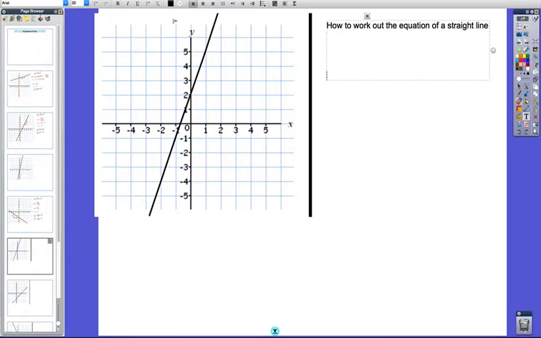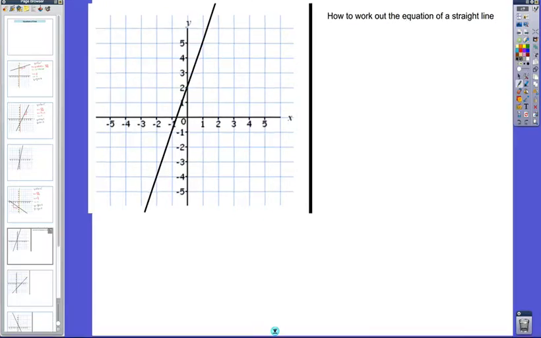Okay, the gradient, I'm just going to do it very quickly. Here's a good point. You might have picked a different point. Here's two good points. The step is 1, the rise is 3, so the gradient is rise over step, which is 3 over 1. 3 divided by 1 is 3, and it's positive, because if you start from the left, your finger goes up. Your intercept c is where it crosses the y-axis here, which is at 2.